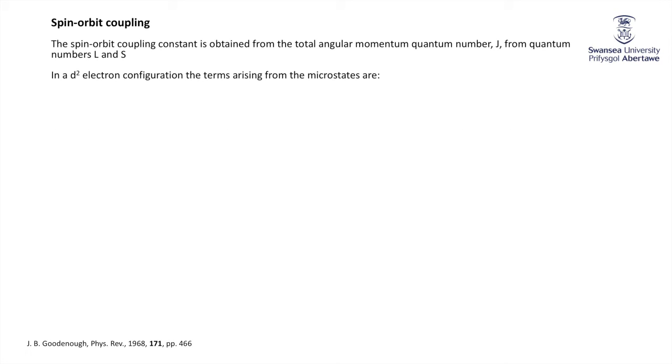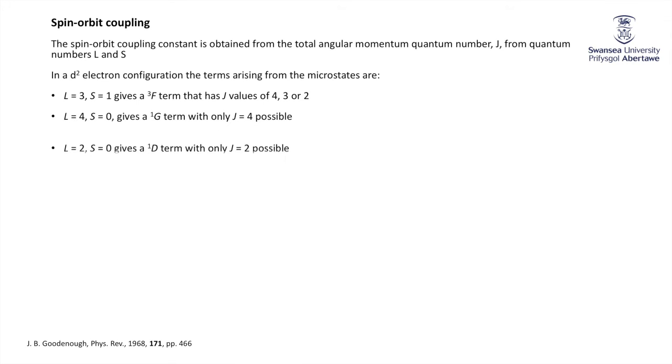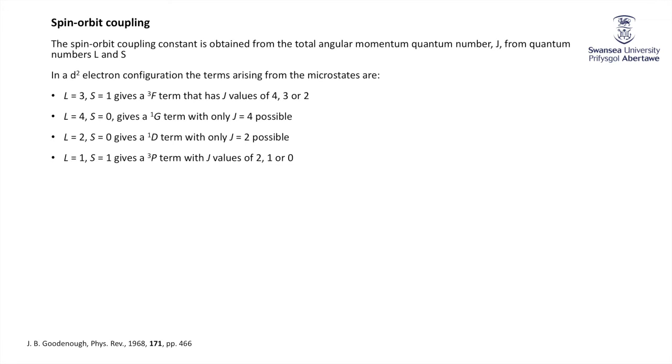Another factor which could increase or decrease the calculated spin-only magnetic moment is spin-orbit coupling. Now, the spin-orbit coupling is a constant, and can be obtained from the total angular momentum quantum number J from the quantum numbers L and S. In a d2 electron configuration, the terms arising from the microstates are a triplet F term, a singlet G term, a singlet D term, a triplet P term, and a singlet S term. In the triplet F and P terms, there will be 3 J values, whereas in the singlet terms, there is only one possible J term.